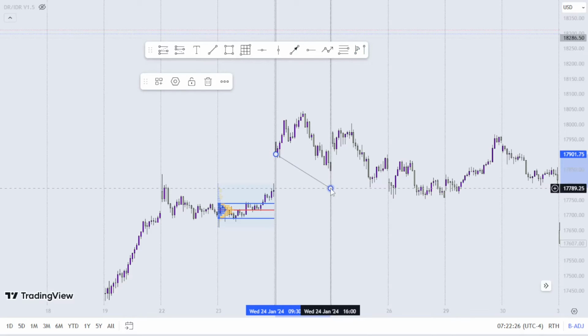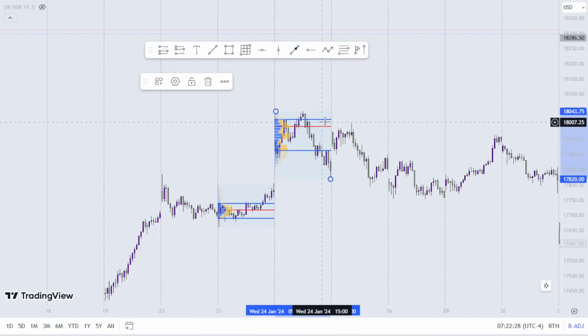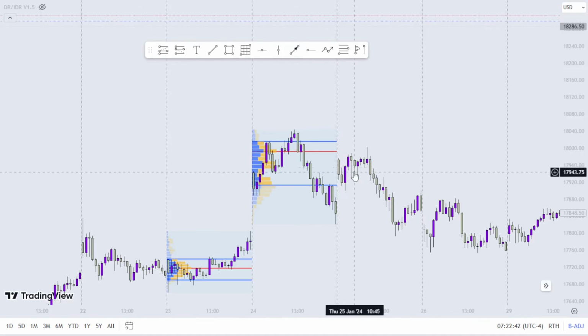Okay, let's look at this Wednesday. Okay, so Wednesday, perfect example. So we opened inside the value area. What did price do? Price pushed away and started rejecting the value area low. So as soon as we open, we know that this red line, we have about an 85% chance that it gets hit.